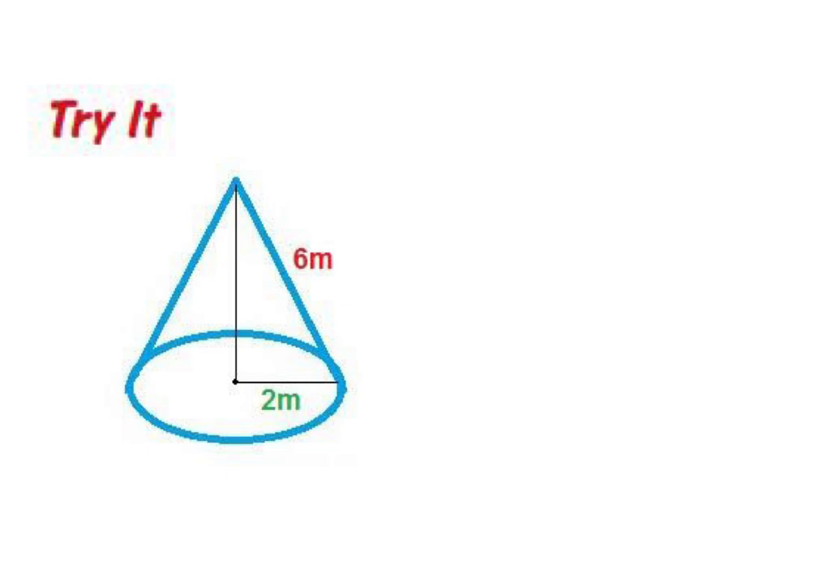So now it's your turn. Go ahead and try it. Find the surface area, which again is pi times the radius times the slant height plus pi r squared, which is the area of the base. Then when you're ready, push play for me to show you the answer and the steps.